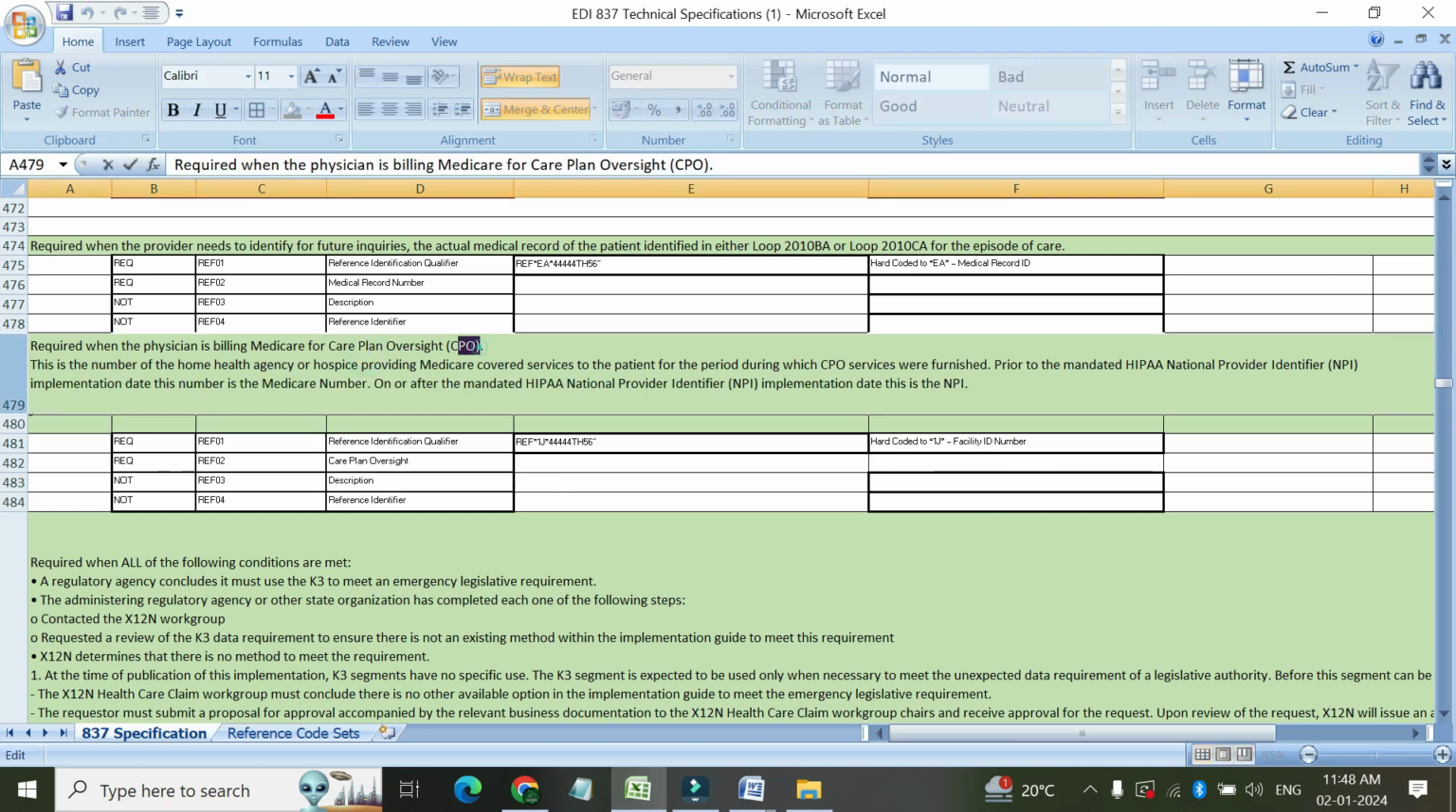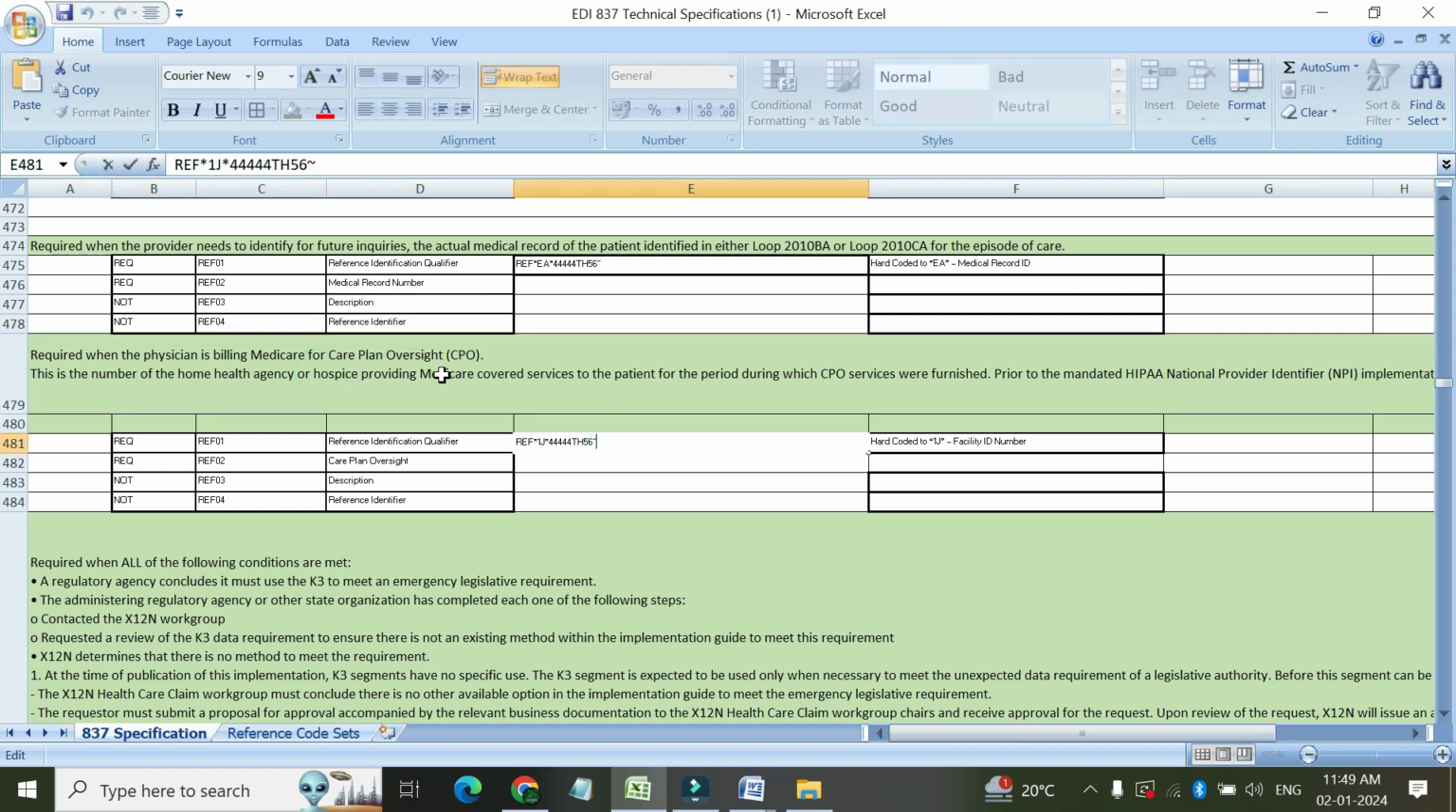All right. So lastly, care plan oversight number. Care plan oversight means, guys, in case where the patient is in hospice, a facility where the patient is placed when they're suffering from some critical illness and there is no chance of recovery. It's like at the end stages, the patient is placed in hospice, where they are given kind of palliative care, just to make sure that their death is comfortable. So this care plan oversight is nothing but the home health agency's number, or the hospice number, and this is only required when you're billing Medicare for the hospice services. So that's about our REF segment.